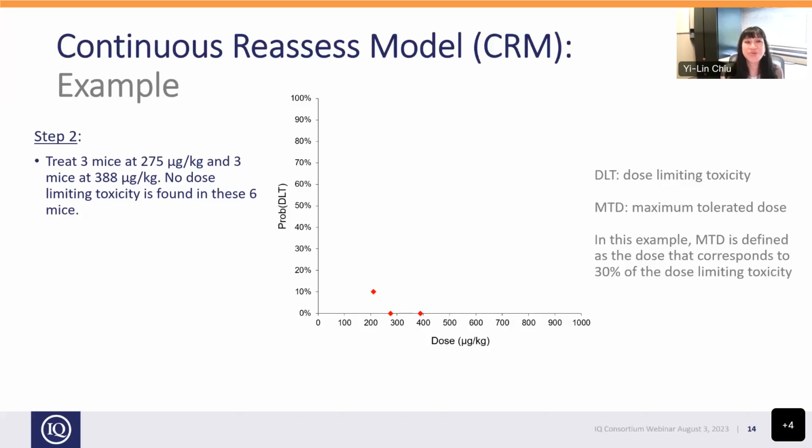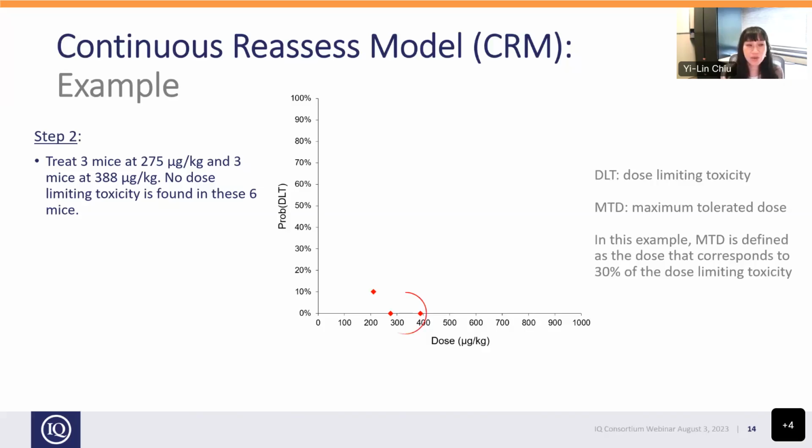But let's say, again, this is made up, but I'm hoping that this is also realistic. Let's say the investigator has a little bit of concern and wants to be a bit conservative. So we decide to treat 3 mice at a lower dose level, 275. And then 3 mice at 388, which is the model projected maximum tolerated dose. Then let's say for some reason we don't observe any dose limiting toxicity. All mice survived. So again, we plot the actual data point on the graph.